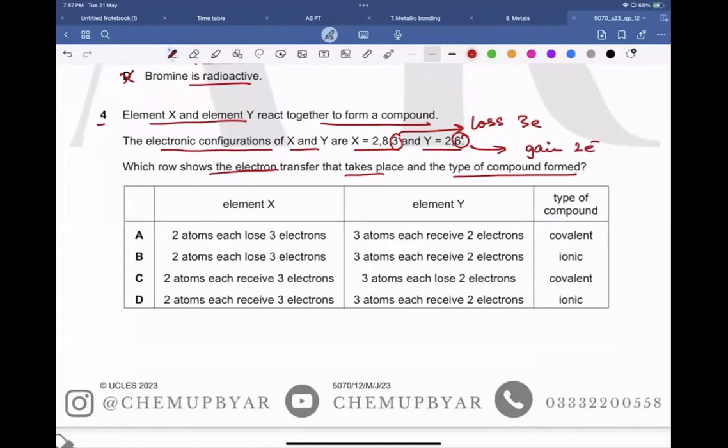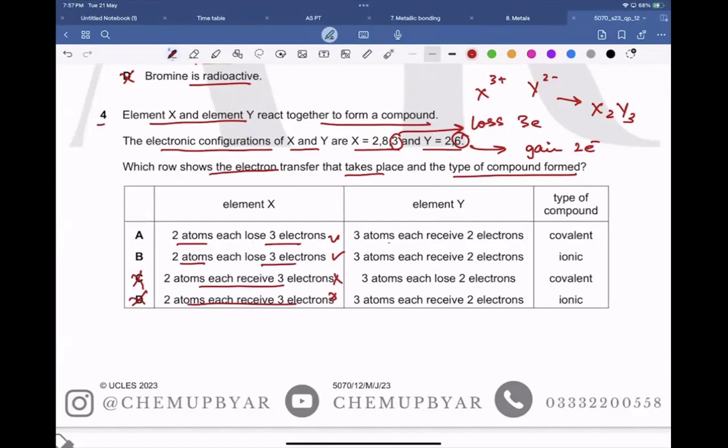So if you see, it is going to lose 3 electrons. So it is going to have a 3 positive charge and Y must have a 2 negative charge. So when we make the formula, it is going to be X2Y3. So two atoms, each loses 3 electrons. So these two are correct. Each receives 3 electrons, wrong. So C and D are wrong.